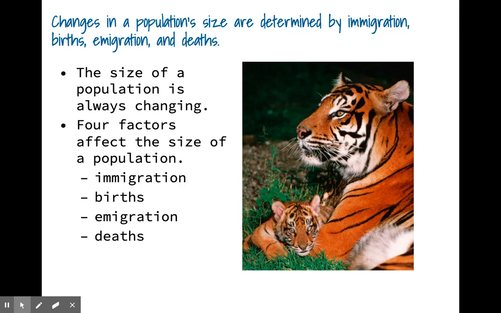We have emigration with an E, meaning that organisms are leaving the community. And then we have death rates, which is negative, which decreases the population. So once again, immigration with an I means organisms are coming into. Emigration with an E means organisms are leaving. Okay, so all these factors affect the size of a population, whether it's going to increase in size, decrease in size, or stay the same.